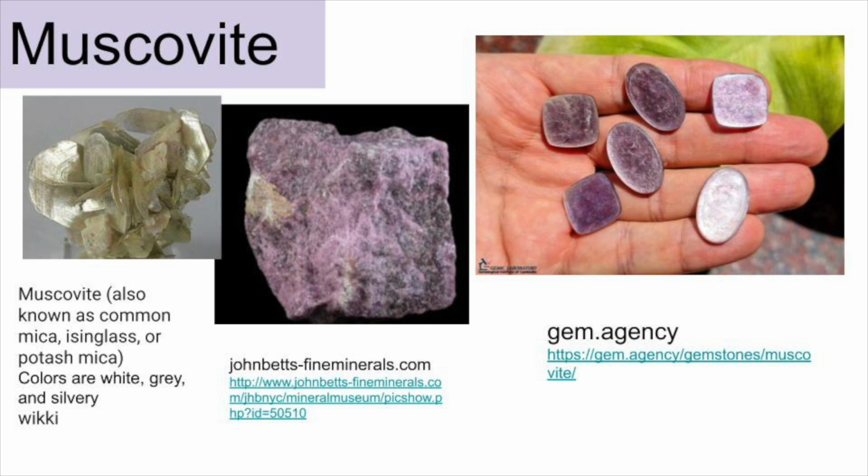Muscovite. Muscovite is also known as mica. Muscovite is mostly known for being a whitish, silvery, or champagne color, but it can also come in purple.